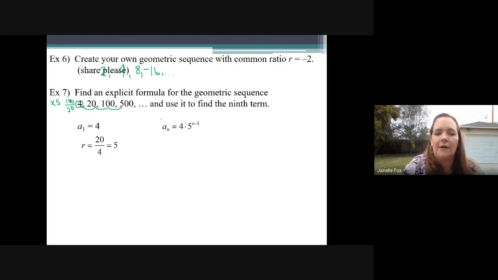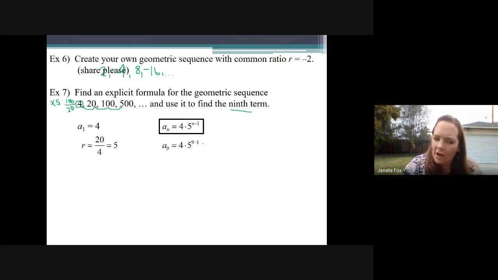The formula from the previous slide that you boxed up, put a giant highlight on that because that's really important. It says that a sub n is equal to the first term, which is 4, times 5 to the n minus 1 power. Now it asks us to find the 9th term. So folks, we're going to plug in 9 for the value of n. So a sub 9 is going to be 4 times 5 to the 9 minus 1.